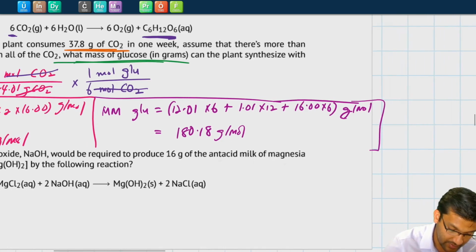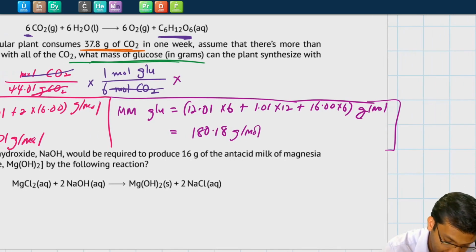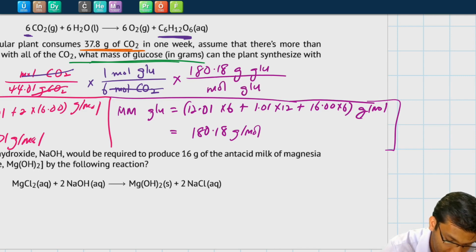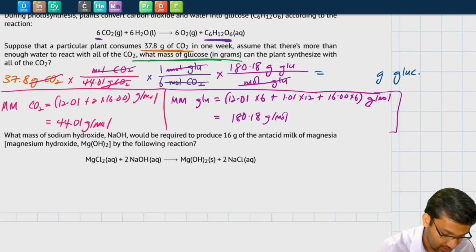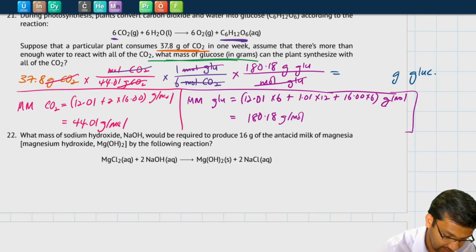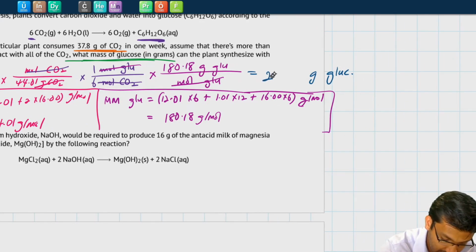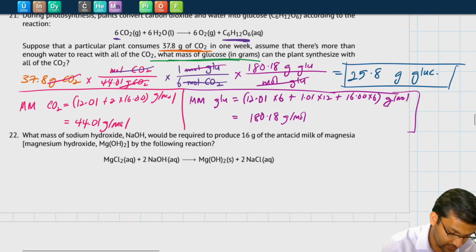Sometimes I can maybe punch in incorrect numbers. Okay, so this gives us 180.18 grams of glucose over moles of glucose. So moles of glucose there cancel out. So for our answer, what we're left with is grams of glucose, which is what we're looking for. So if we punch all of these numbers into our calculator, we get 25.8 grams of glucose to 3 sig figs, because that's what we started with here.